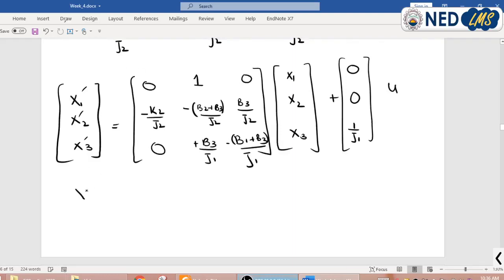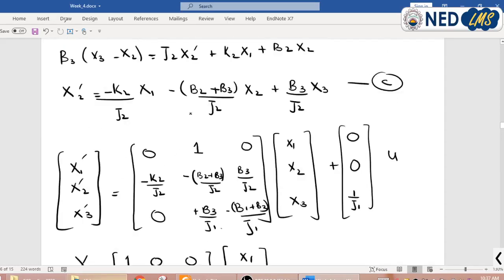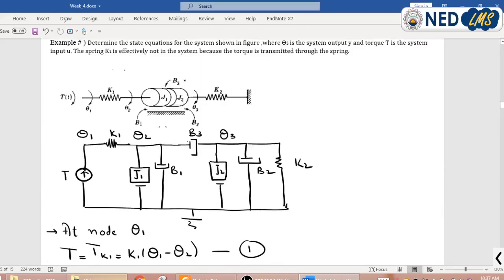Here the output is theta 3, y. Theta 3 is my state variable x1, so I will write 1, 0, 0 times x1, x2 and x3. So my output is theta 3 and these two values will be 0. This is my output equation, this is my state space representation. I hope that this question is clear to you. If you have any problem regarding this question, you can ask in the live session.